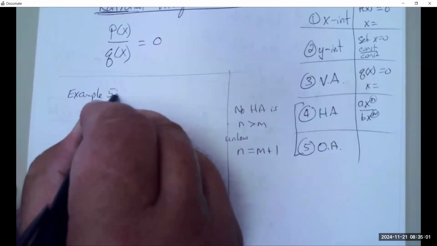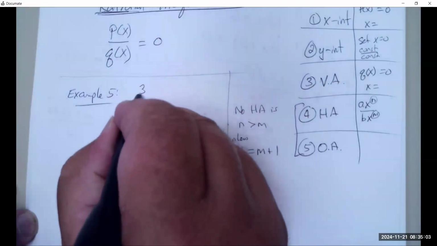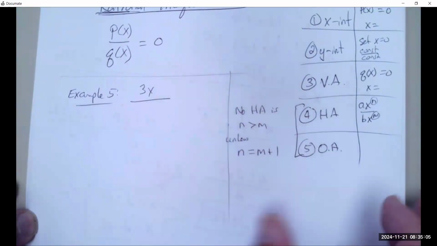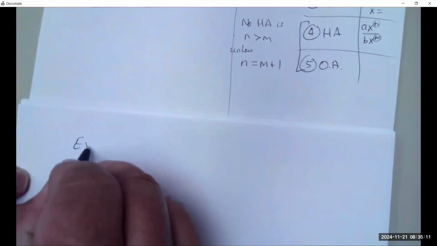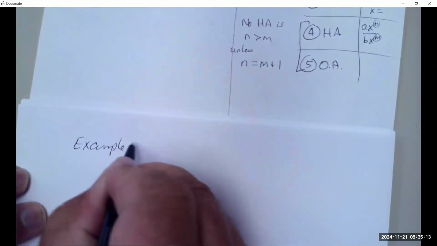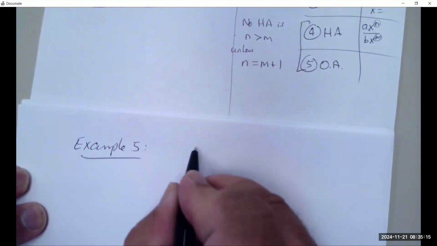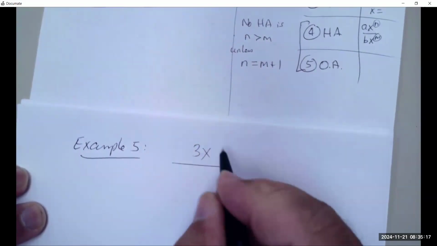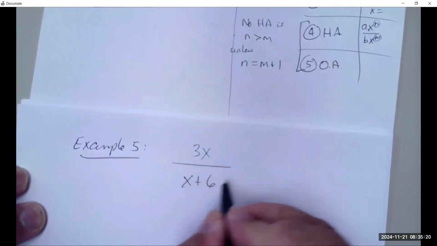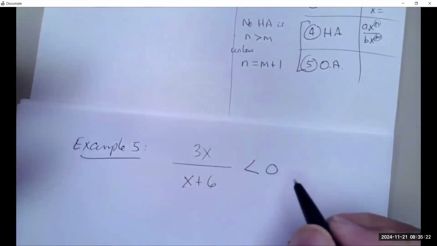So example 5. Here are my polynomials. 3x, let me do the other side. So here's example 5. 3x over x plus 6 is less than 0.